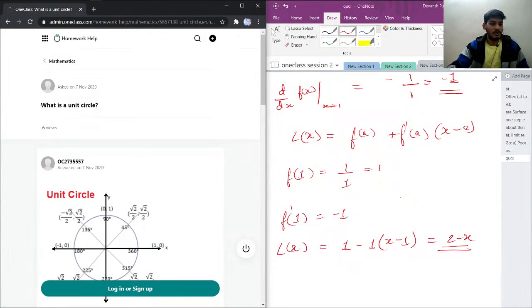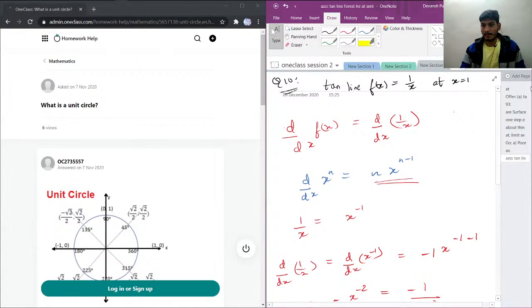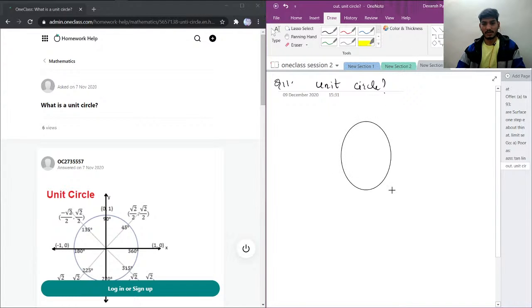So, what is unit circle? I think this is going to be question number 11. So we have question number 11. What is unit circle? I'll just draw a circle. Actually, I think that we have already done this question before.